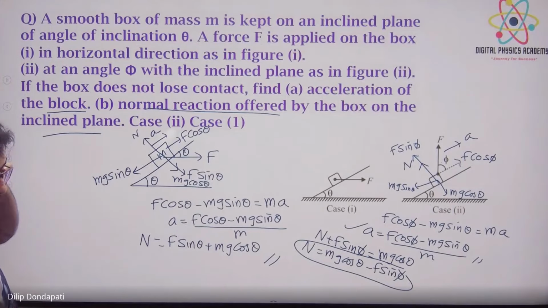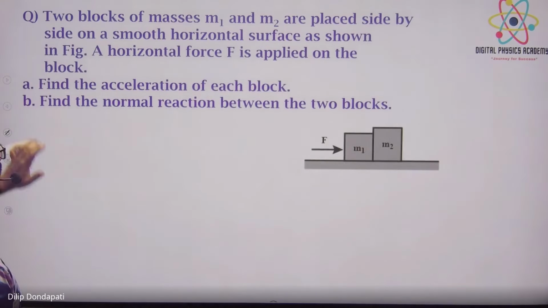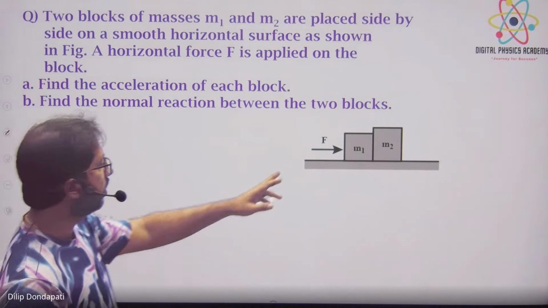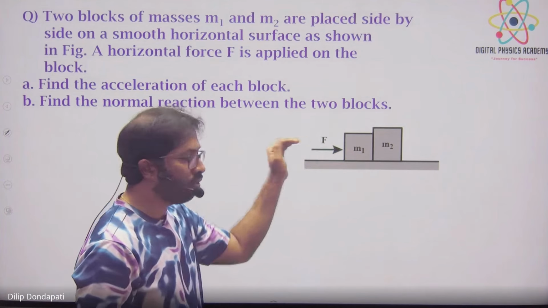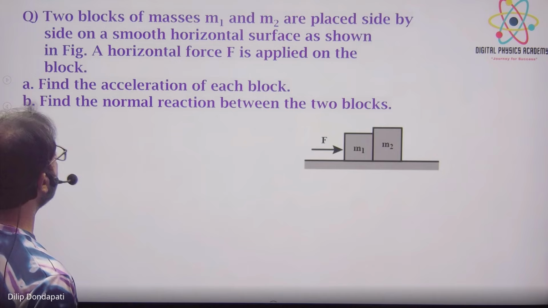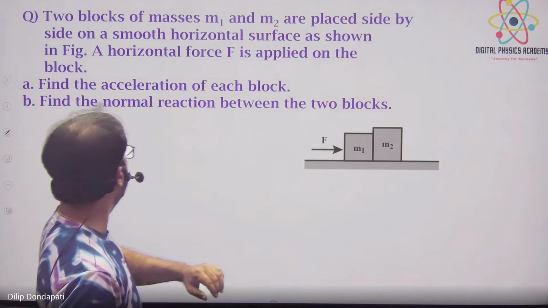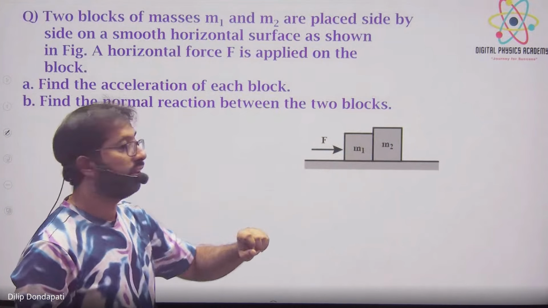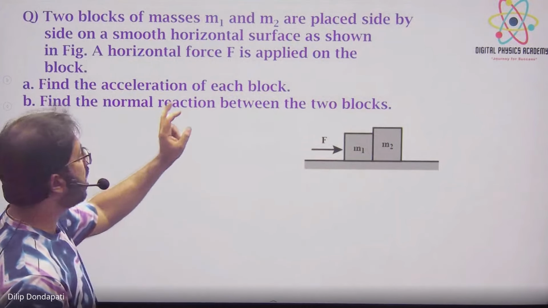Okay, done. Now do this. Two blocks of masses m1 and m2 are placed side by side. I am applying a force F, as shown in the figure. A horizontal force is applied on the block. Then it is telling to find the acceleration of each block. We need the acceleration of each block. And find the normal reaction between the two blocks.